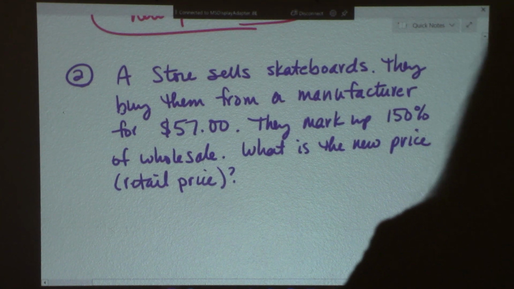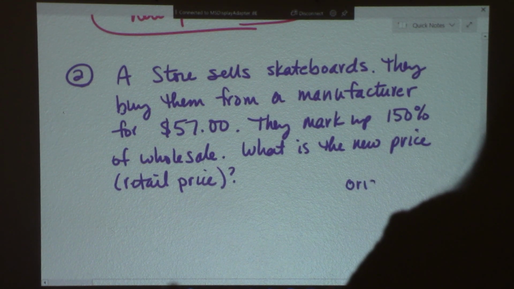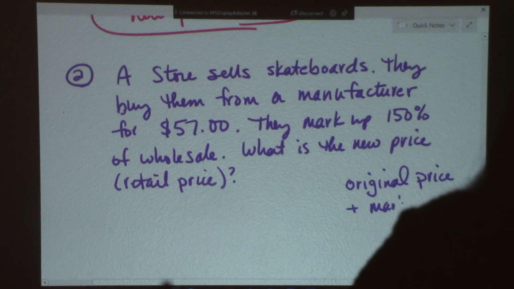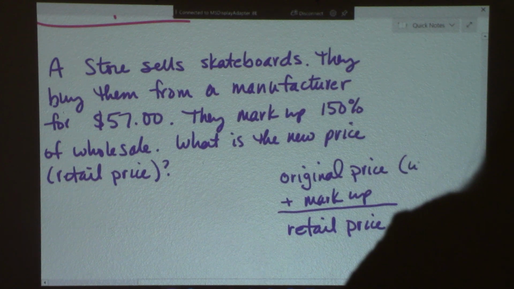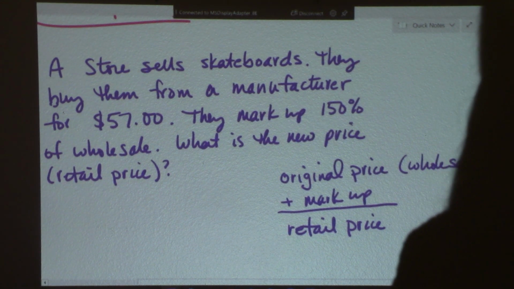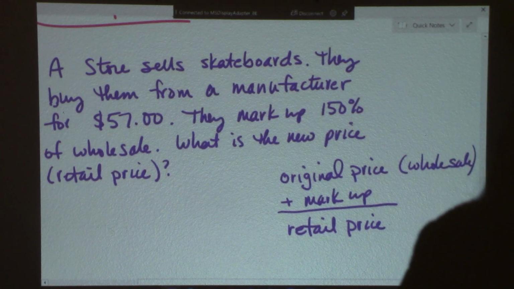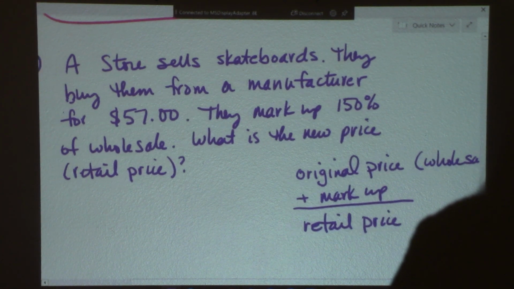Okay, so this is how this equation works. We have our original price, and then we have our markup. So how much we mark it up gives us our retail price. The original price can be called the wholesale price. All right, that's before it is in the retailer. That's before. Okay, so let's talk about this.